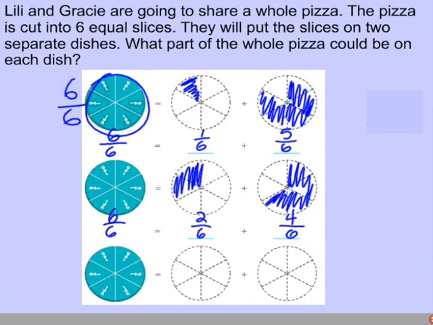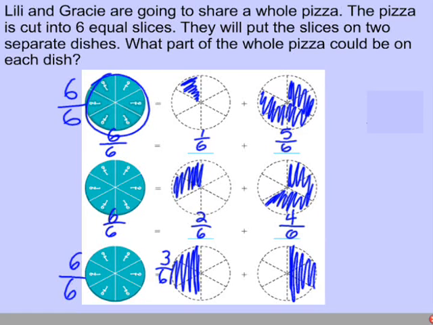Let's see if we can come up with another way. So if we have 6/6 on this pizza, on this pizza here we could have 3 slices, which would be 3/6. And on the other pizza we would also need 3 slices to make a whole pizza. So this would also be 6/6.